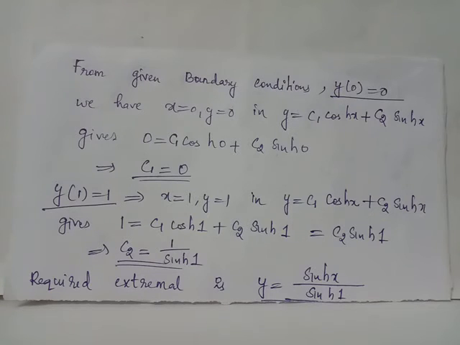Using the second boundary condition, y of 1 equals 1, we have x equals 1 and y equals 1 to be substituted in the expression y equals c1 cos hx plus c2 sin hx. We have 1 equals c1 cos h1 plus c2 sin h1. We have already found c1 equals 0, thus we have 1 equals c2 sin h1. From this equation, we get c2 equals 1 by sin h1.